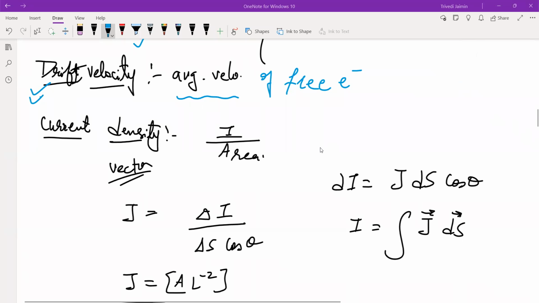So current density is current per unit area. It is a vector quantity, denoted by J. I by small s, where s is the area of cross section, and cos theta. If I want to find this dI, just integrate this one. I equals the integration of J dS.